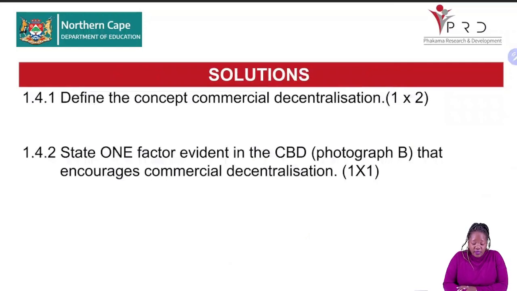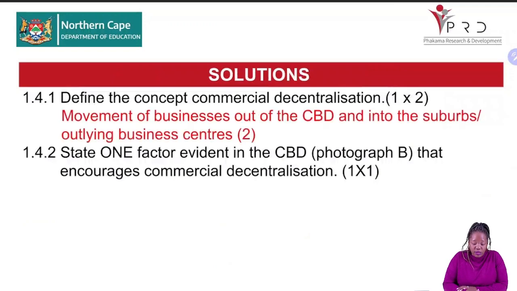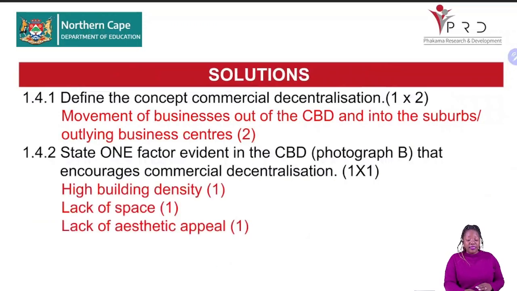Looking into defining your commercial decentralization. Remember, commercial is a place of a business or a place of work. Then decentralization, remember, is to take the industries and you build them in the rural areas or in the outlying business center. So therefore, you are saying the movement of businesses out of the CBD into the suburbs or into the outlying business center.